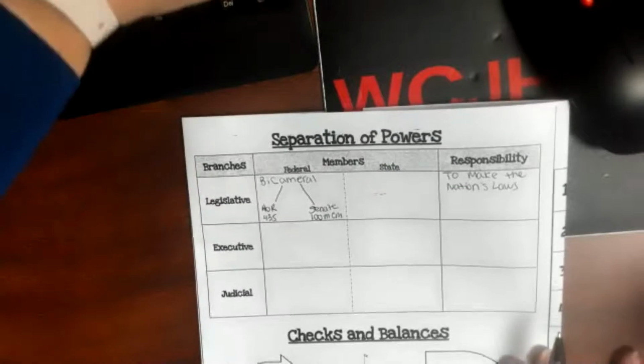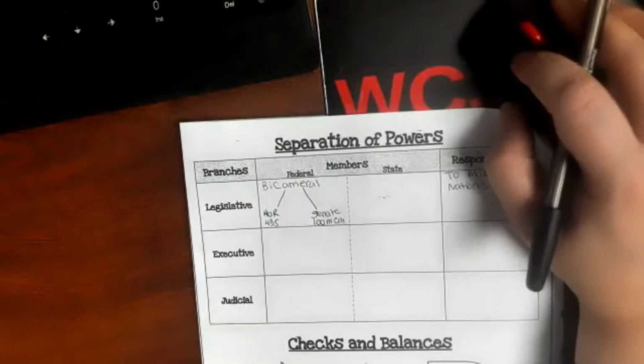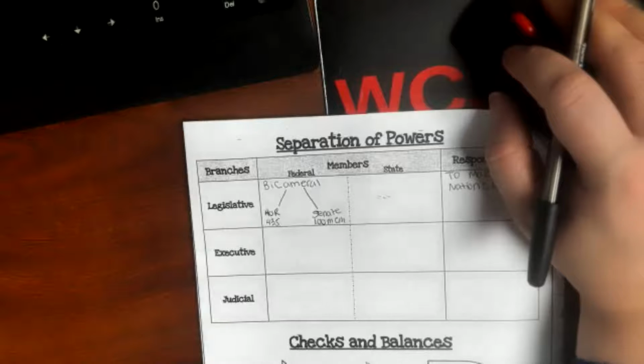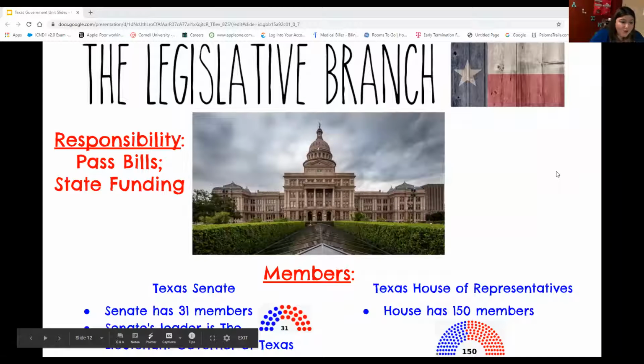The responsibility is, as I said before, to make the nation's laws. Let's go ahead and go back. So, moving on from here, Texas also has a legislative branch, which is going to be very similar. When we look at the legislative branch for Texas, we have members. The members of the legislative branch inside of Texas are going to be 31 members.